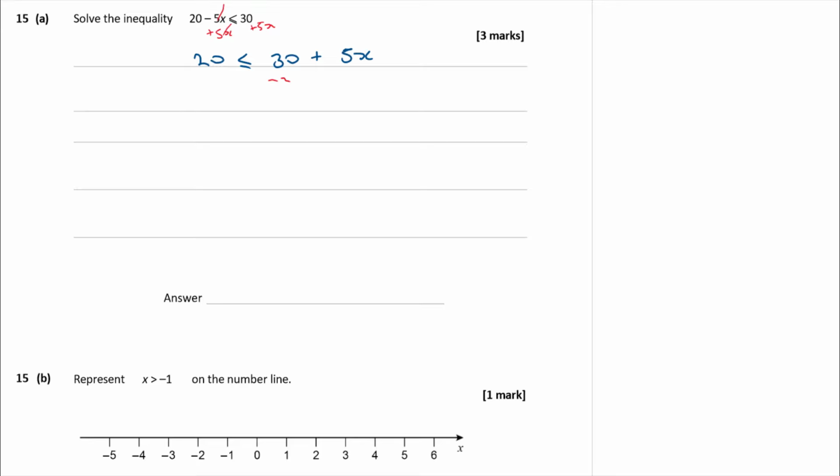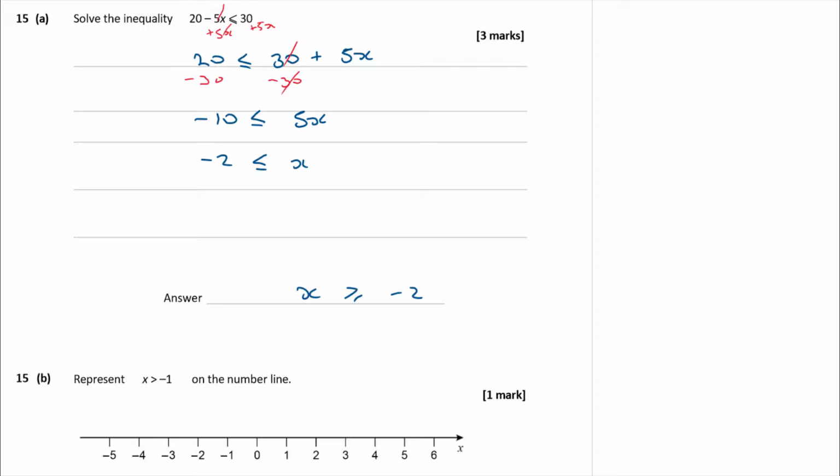Next, I'm going to take 30 away from both sides. That will cancel, leaving me with 5x on the right. On the left, I'm going to get 20 take away 30, which is minus 10. And then finally, dividing through by 5, I'm going to get x is greater than or equal to minus 2. So x is greater than or equal to minus 2, just flipping it around like that at the end.